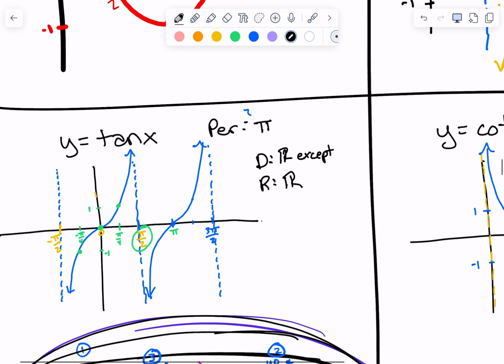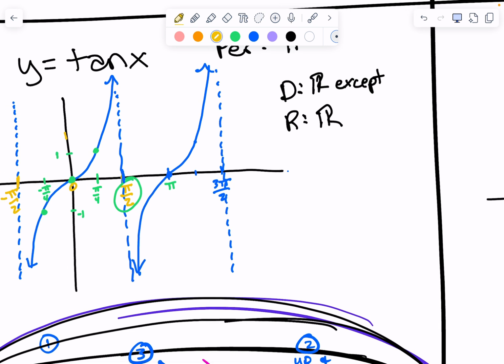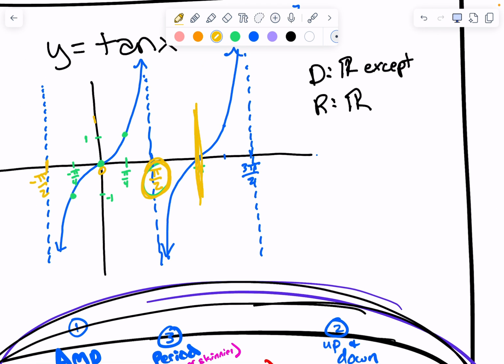Pi over 2. What's that? Intervals of pi over 2. Yes, he has a vertical asymptote at pi over 2. But technically pi is also an interval of pi over 2.